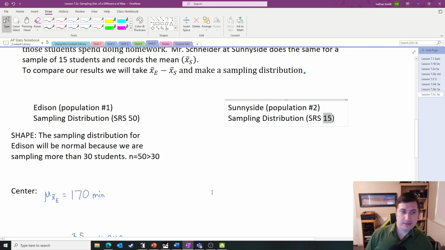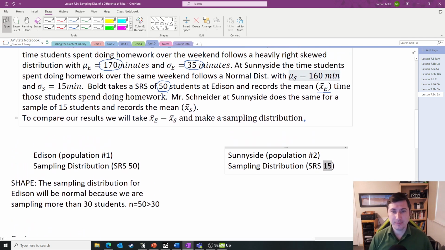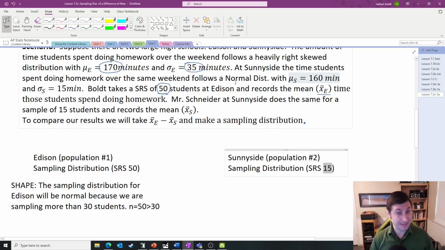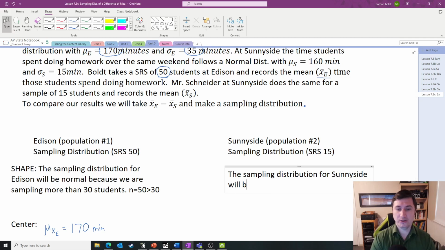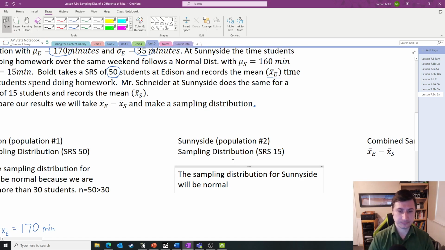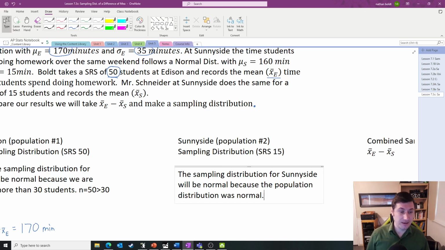All right, that won't be normal necessarily, except that it says the population distribution was already normal. So if the population was already normal, then the sampling distribution will be normal no matter what. So the sampling distribution for Sunnyside will be normal because the population distribution was normal. We don't need the sample size cutoff point because we knew the population was already normal, so those samples are allowed to be smaller.